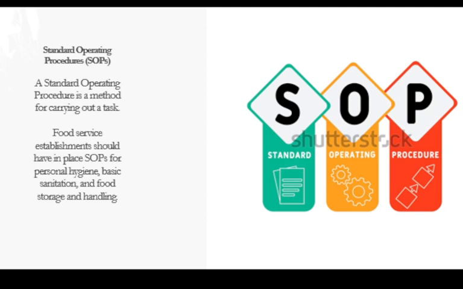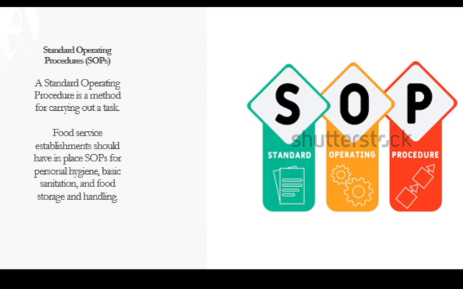Now, standard operating procedures, or SOPs. A standard operating procedure is a method for carrying out a task. Food service establishments should have SOPs in place for personal hygiene, basic sanitation, and food storage and handling. Anytime a new employee is hired, SOPs should be clearly demonstrated and then followed up with a review. SOPs don't necessarily have to be written in a manual, but should be habits everyone routinely follows.